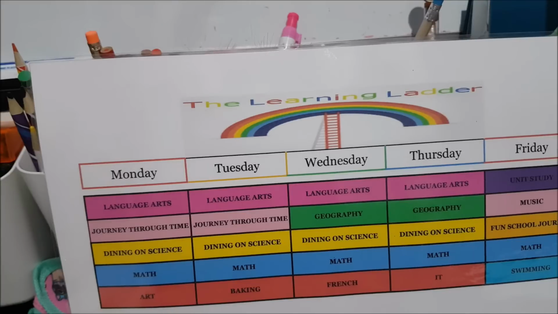For IT we are using Handwriting Without Tears, which is the Keyboarding Without Tears program, and we also do some of my activities from my IT program that I made, and then we also do Scratch and coding and other things like that. So it just depends. We don't all do those at the same time, but I'll alternate. So one week we'll do Keyboarding Without Tears, one week we'll do my IT program, one week we'll do some coding, you know, we'll alternate it.